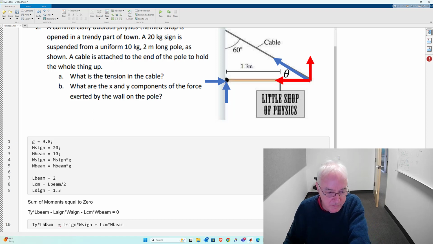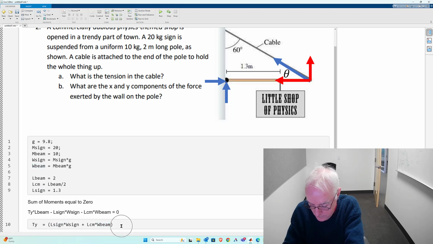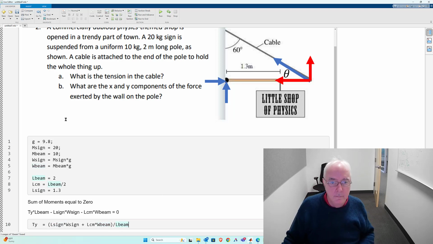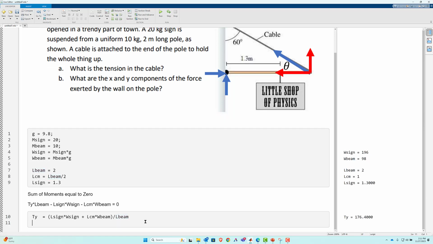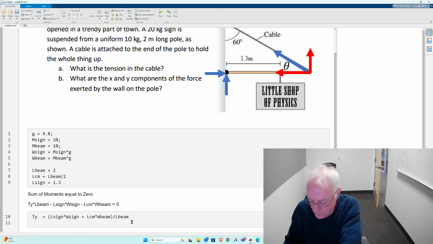All right, and we're pretty close to having this done now. It's really just divide through by that beam length, and we can solve for Ty. So we're almost there to answering our first question, but again, what we just solved for is the y component. And we know that that y component is the overall tension times the sine of theta. And so to get T, I think it's so important we even do this.